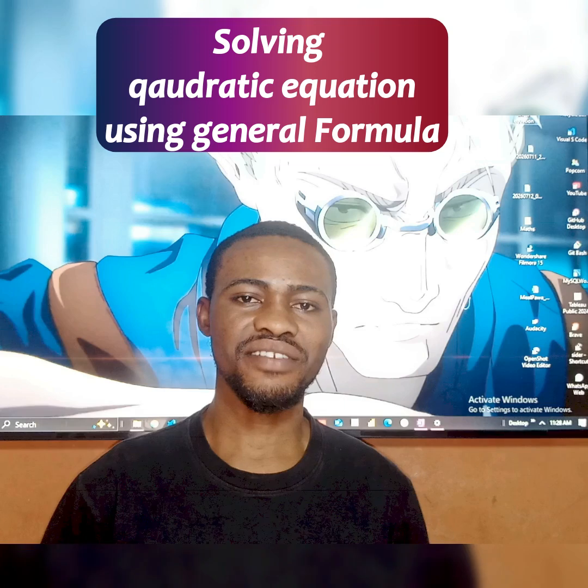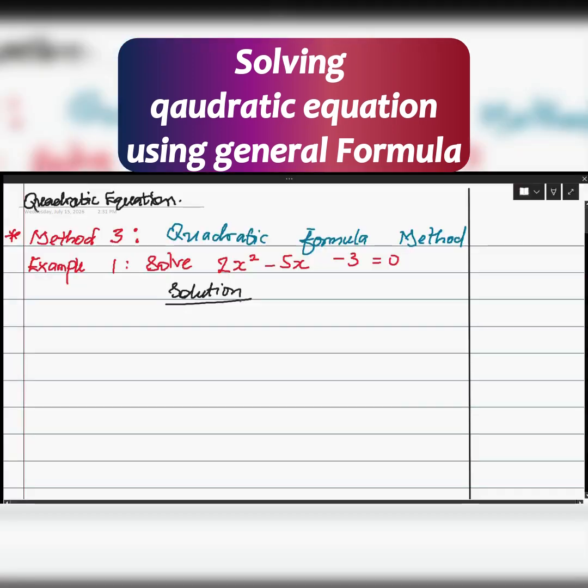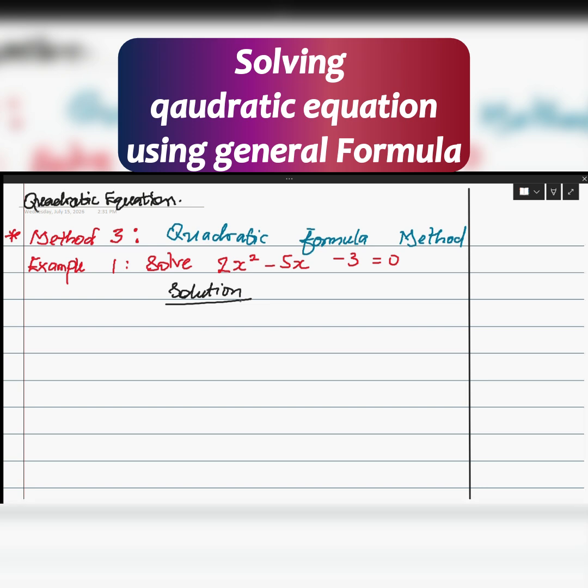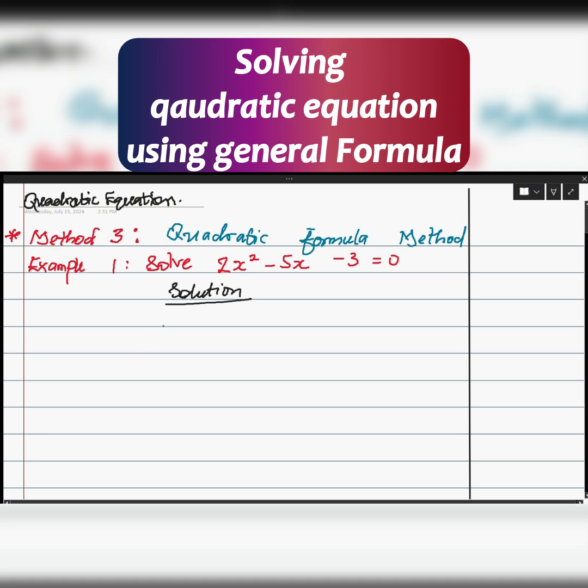How can we solve this question in a very simple and easy way? The third method is the quadratic formula method. This is used when the question is very difficult to factorize. Then we apply the quadratic formula method, which simply gives the formula as x equals minus b plus or minus the square root of b square minus 4ac all over 2a.